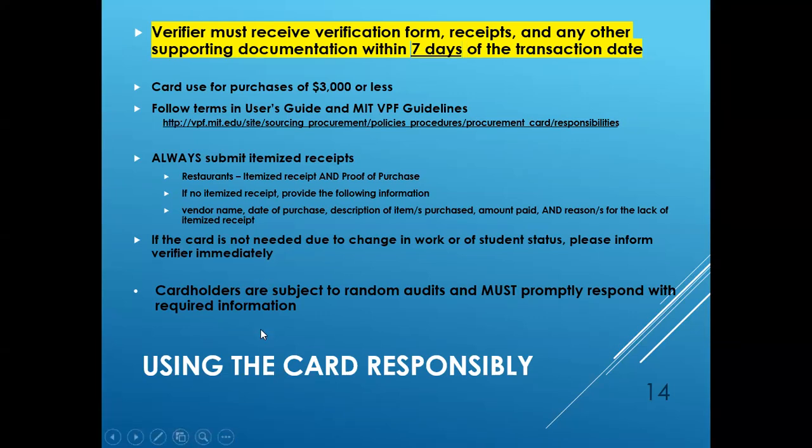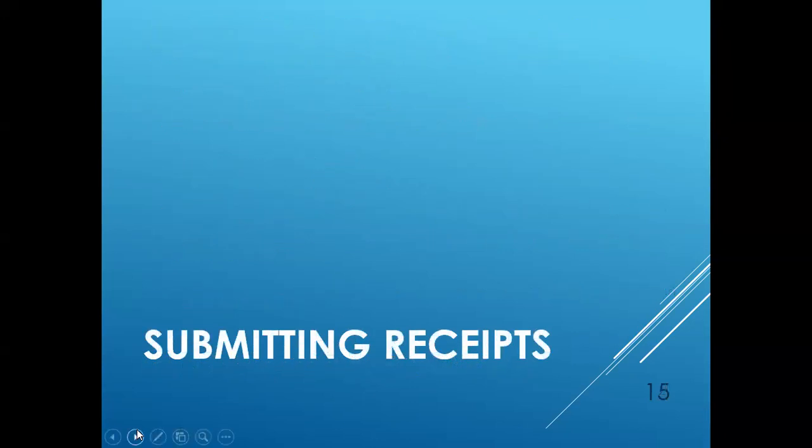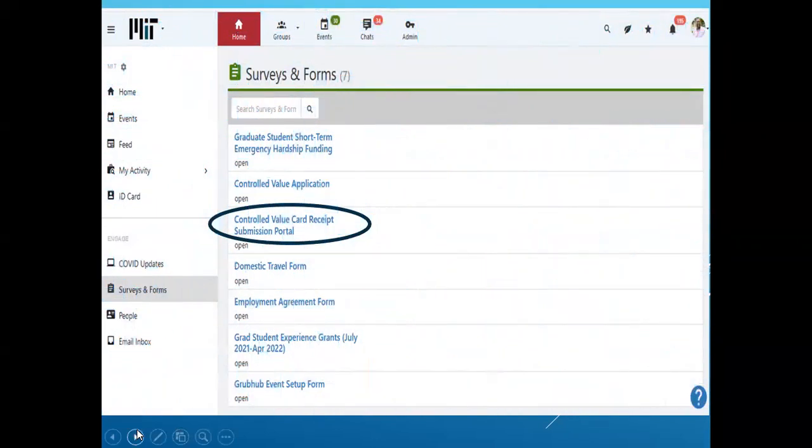Again, always submit itemized receipts. We need to see everything that was paid for using this card so that we can verify no restricted items were purchased. Submitting your receipts. Once again, after you make a purchase, please, within 7 days, send the receipt through this portal so that we can verify the charge and post it to your student organization's account.